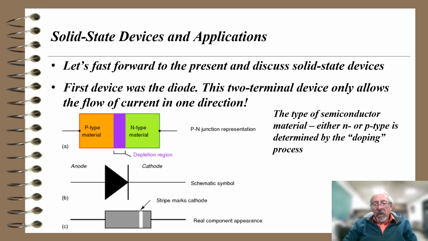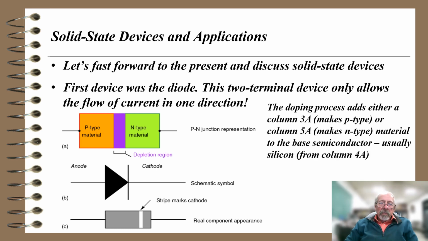Now, the type of semiconductor material, either N or P-type, is determined by what's called the doping process, which we'll discuss in more detail in the next slide. So you see this graphical representation of the PN junction here. Down below it in B is a schematic symbol, which shows the anode is a triangle and the cathode is a straight line. And then you see another real component appearance that shows the diode looks kind of like a resistor, and it's got a stripe on it, and the stripe marks the cathode.